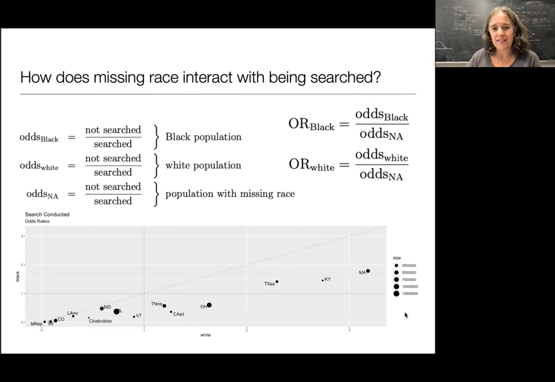The size of the dot represents the size of the metropolitan area, or the size of the database. Certainly, if you're Black, you're more likely to be searched than if you're white. And so we're still investigating this.